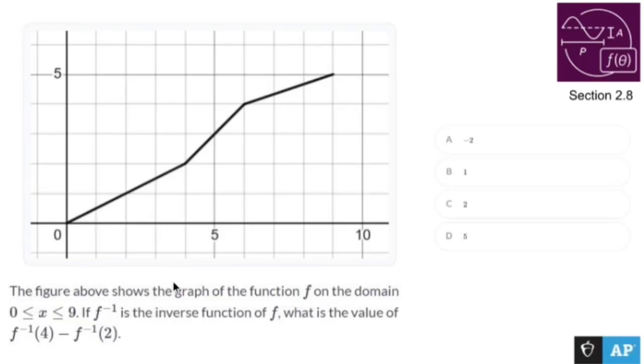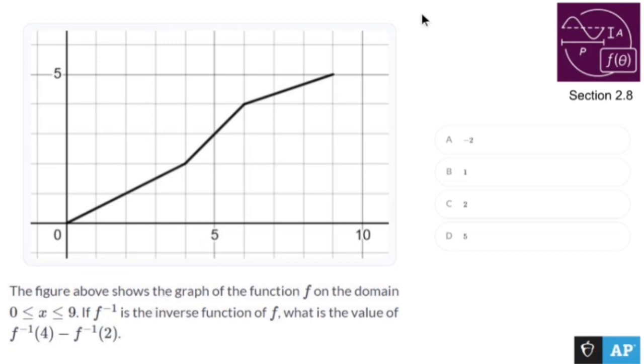The figure above shows the graph of the function f on the domain between 0 to 9. There it is. If the inverse of f looks like that, what is the value of f inverse of 4 minus f inverse of 2?